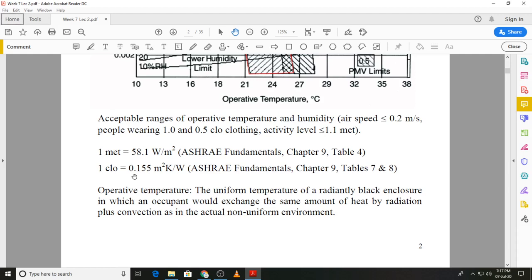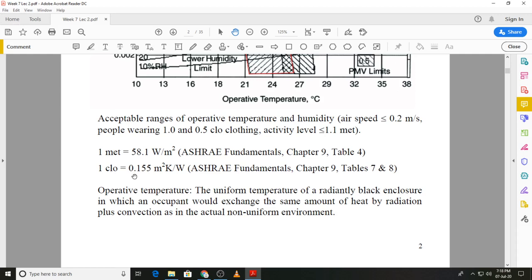Along the same lines, we can define a radiant temperature. In the radiant temperature definition, we only consider the rate of heat transfer by radiation, that is the occupant is exchanging heat in the actual non-uniform environment by radiation, and if I replace that non-uniform environment by a radiantly black enclosure such that the rate of heat transfer by radiation is still the same as in the actual environment, then what should be the uniform temperature of the black enclosure? That would be called the radiant temperature.